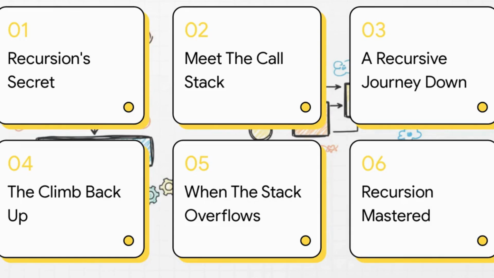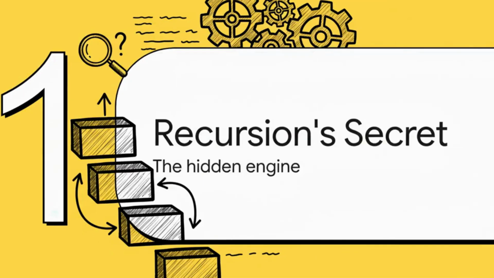We're going to pull back the curtain and look at recursion's secret weapon. Then we'll get properly introduced to its manager, the call stack. We're going to follow a function step by step on its journey down the rabbit hole, and then watch it climb all the way back up with the answer. We'll also look at what happens when things go horribly wrong, and we'll wrap up with how you can really master this powerful concept.